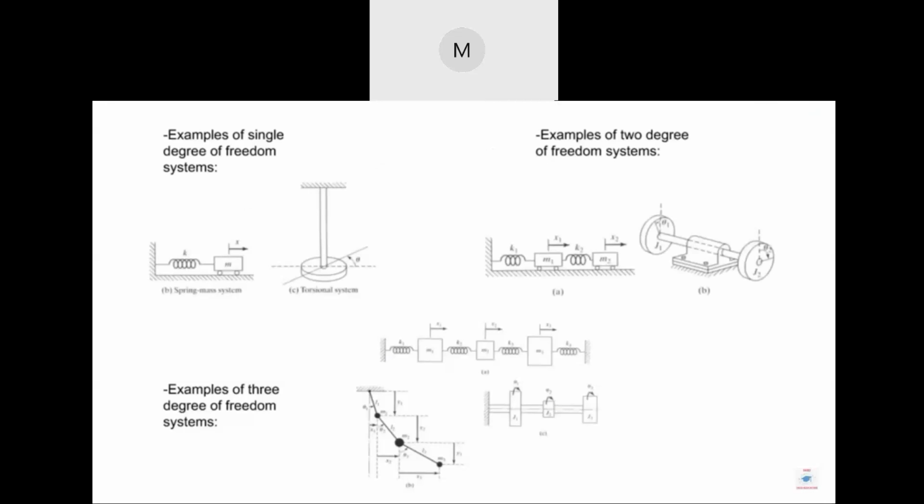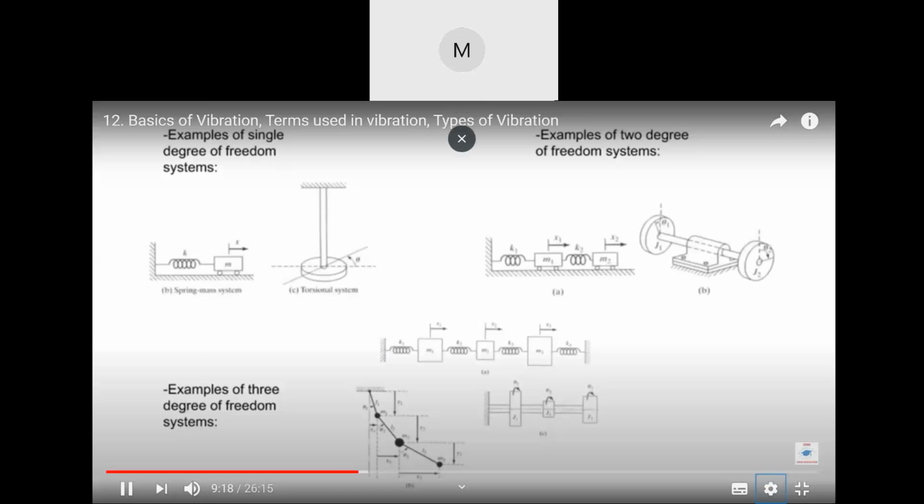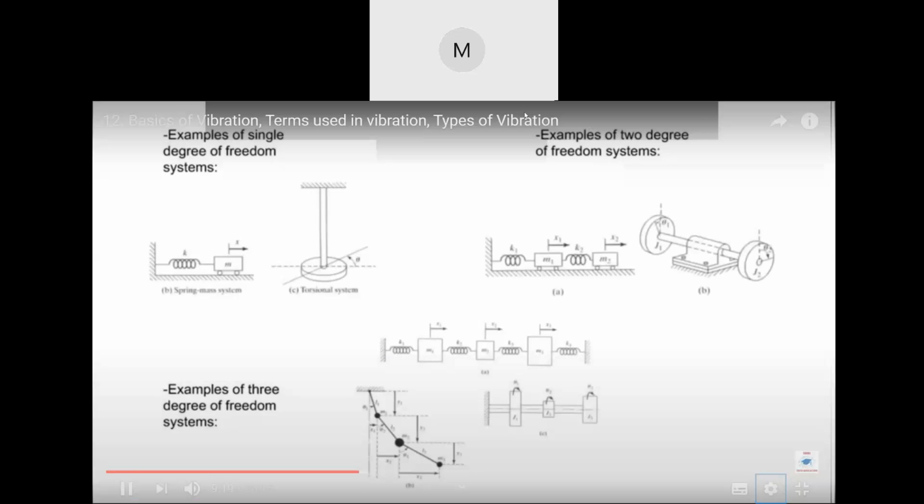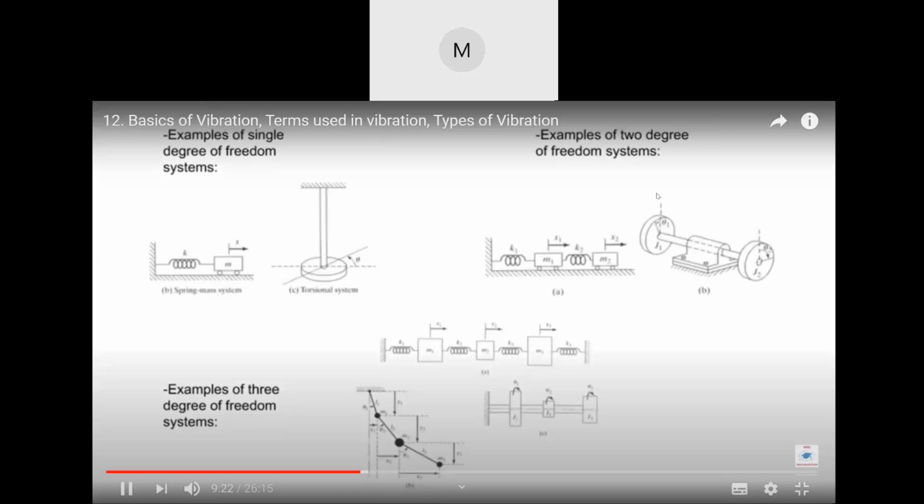In torsional system, one disk is attached to one shaft. If disk is rotated in any direction by angle theta, then it will vibrate along that vertical axis by angle theta, clockwise, anti-clockwise, clockwise, anti-clockwise, like that, with a single degree of freedom.